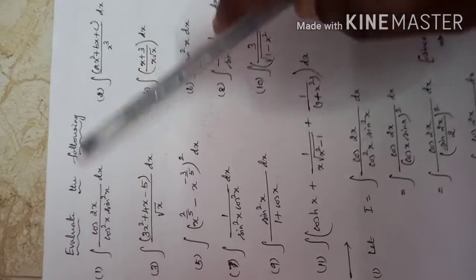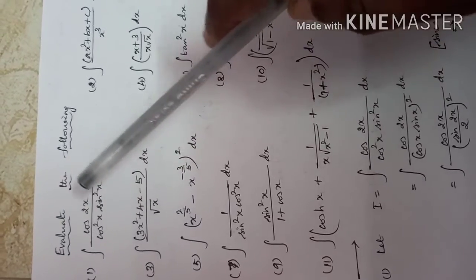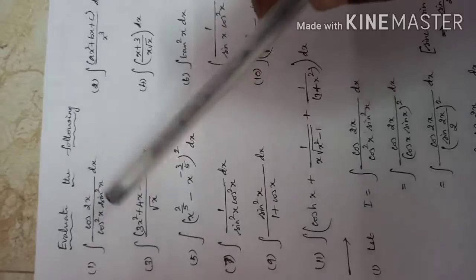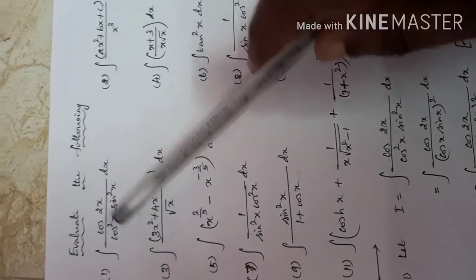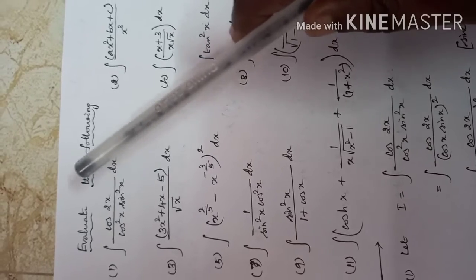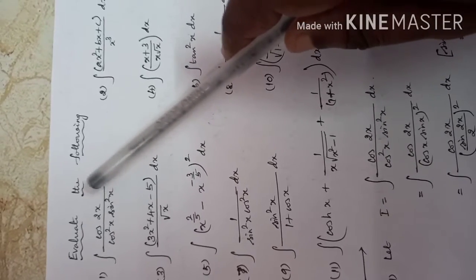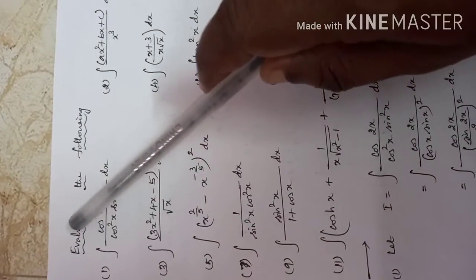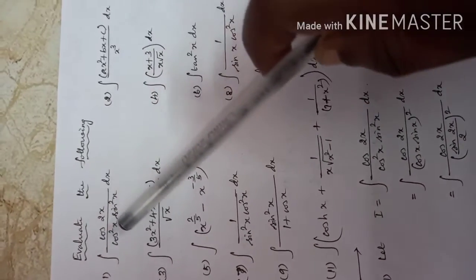Okay. Let us see some more model problems. Evaluate the integral of cos 2x by cos square x sin square x. When you see cos 2x by cos square x sin square x, there is no direct formula to integrate. So we have to think how we can get the value of this integral. The question is to find the value of the integral.